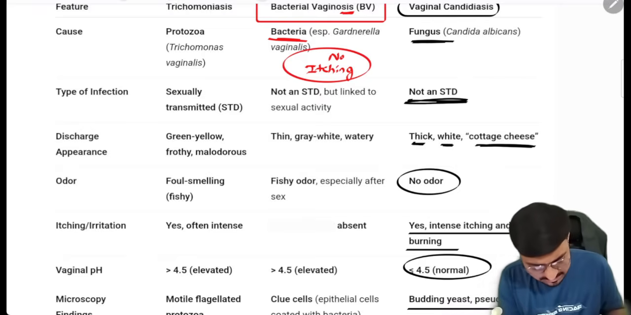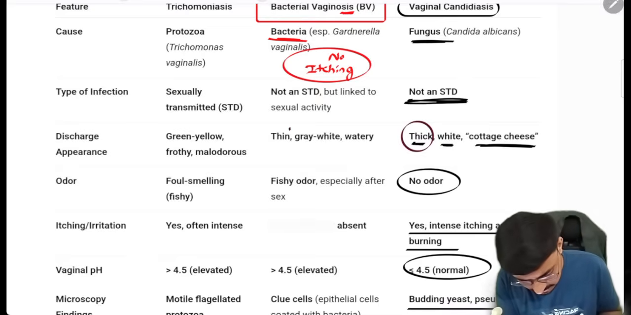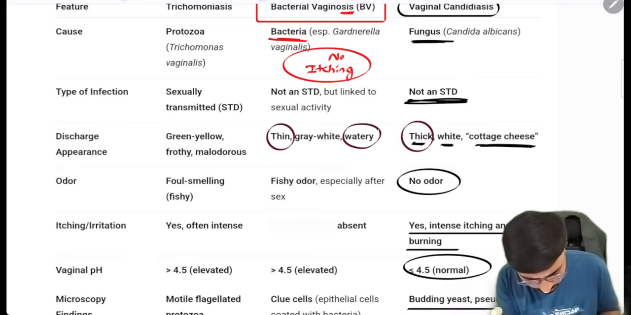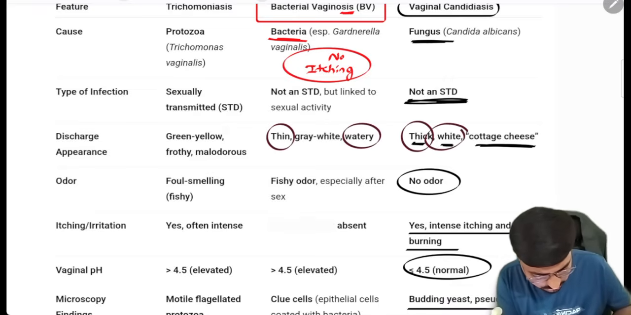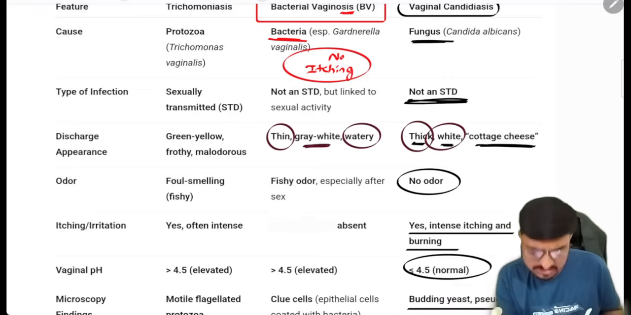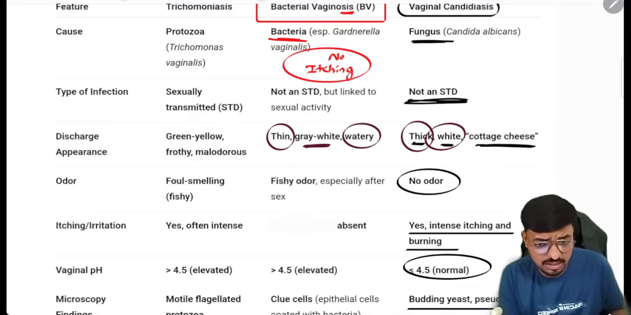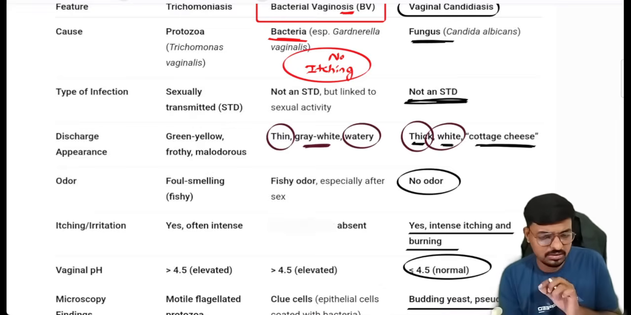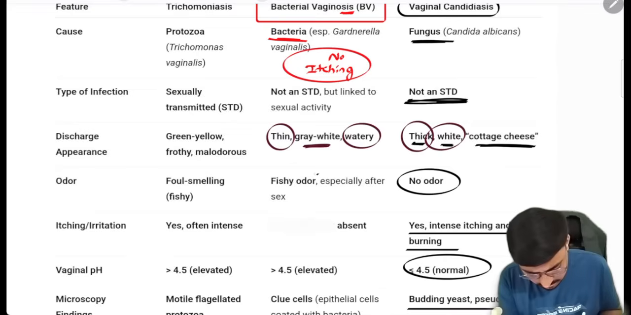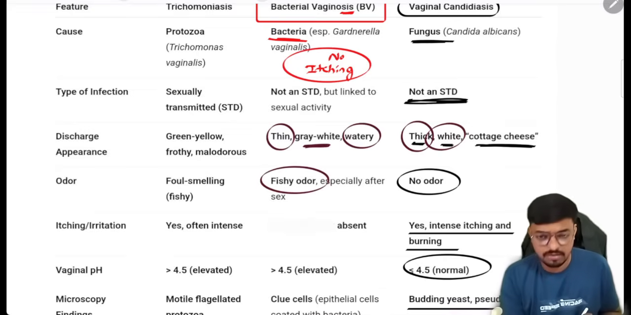In vaginal candidiasis, there will be a thick discharge, right? In bacterial vaginosis, the discharge will be thin and watery. Here it is white, and this will be grayish white, or we can say this is also white. This is cottage cheese like, or curd like, meaning it is thick, but in bacterial vaginosis it is a thin discharge. And very importantly, in candidiasis the discharge does not have any smell, but in bacterial vaginosis the discharge coming out of the vagina has a fishy smell.